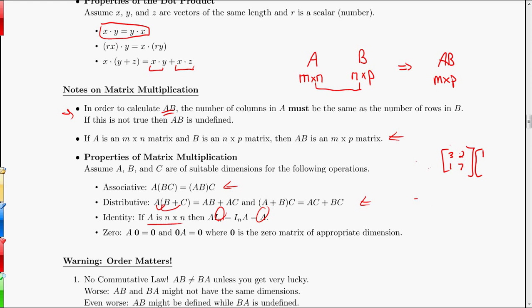All right, for a little demonstration here, [1, 0; 0, 1]. You're going to take 3 times 1 plus 2 times 0, which is 3. 3 times 0 plus 2 times 1, which is 2. 1 times 1 plus 7 times 0 is 1. 1 times 0 plus 7 times 1 is 7. Notice, again, multiplying on the right by the identity matrix gives you your matrix back.